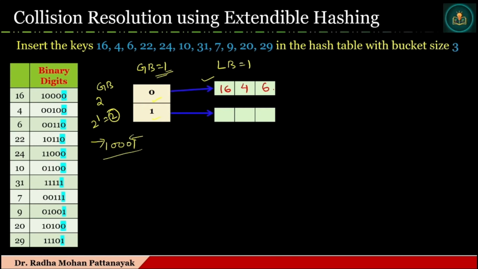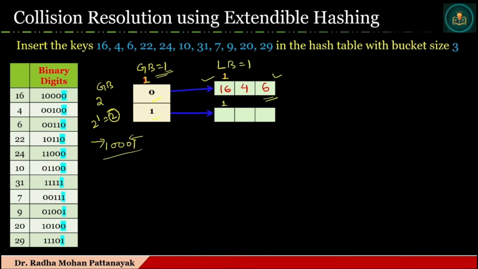But here in the 0th bucket, it is an overflow condition, because there is no free space present in the 0th bucket. Now what will you do? You need to split the local bucket. So which bucket will you split? Previously the global length equals 1 and the local bucket length is also 1, right? I should not touch the second bucket. I should split the first bucket, because the overflow happens here.